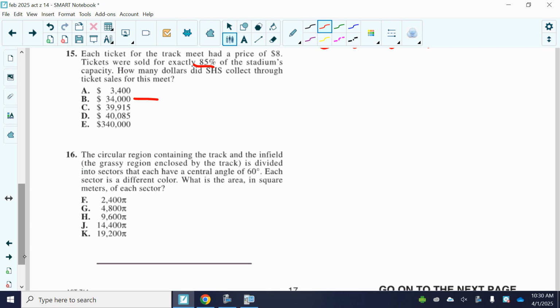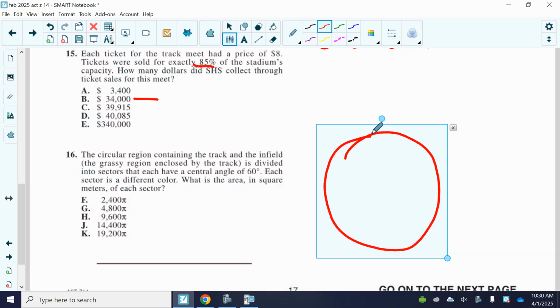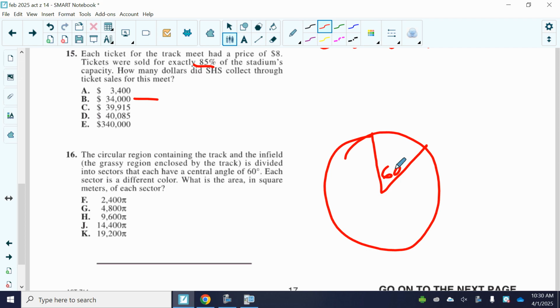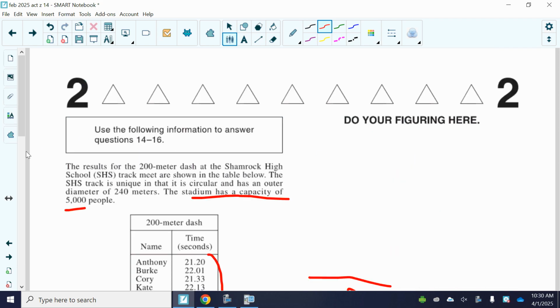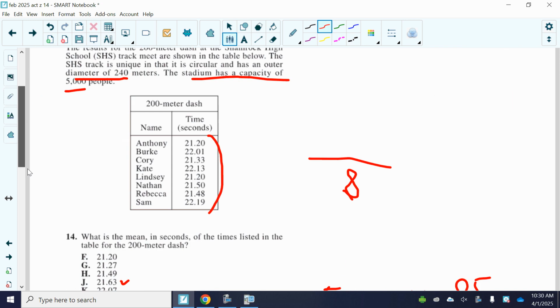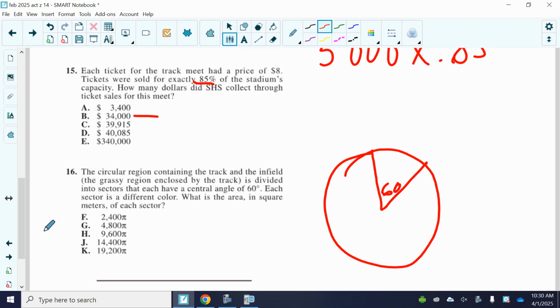And then this is an oldie but a goodie. The circular region is divided into a 60-degree angle. Now they gave me the radius, thank goodness, over here. They gave me the diameter, watch that, it is 240. So the radius is 120.